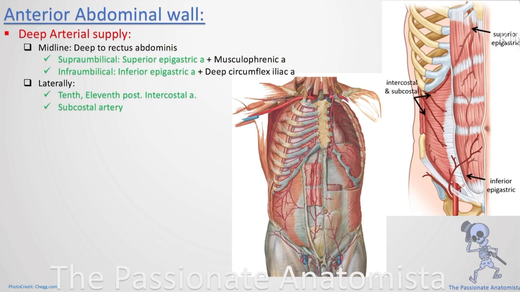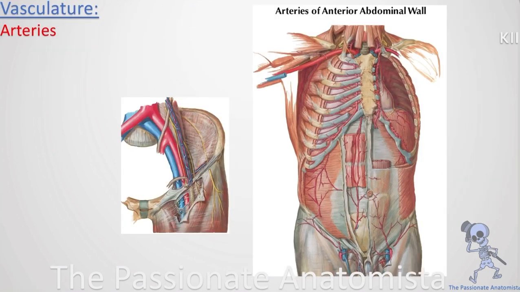Okay, deep supply. In the deep supply, remember that we said that we have the deep circumflex iliac and the musculophrenic branch, terminal branches of the internal thoracic. Remember we had the internal thoracic here, the superior epigastric, and then the musculophrenic is going to be here. So those are the guys of the internal thoracic, and from the external iliac we have the inferior epigastric and the deep circumflex iliac, plus our generous guys who are the intercostal related stuff. Okay, so now it's becoming very simple.